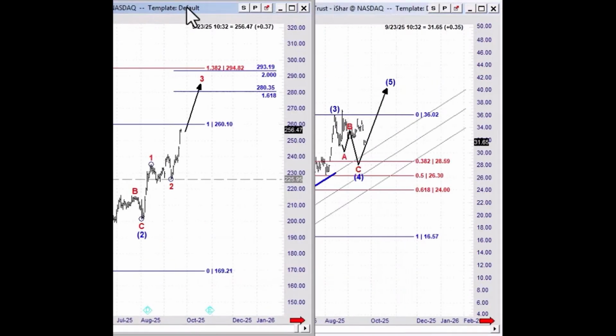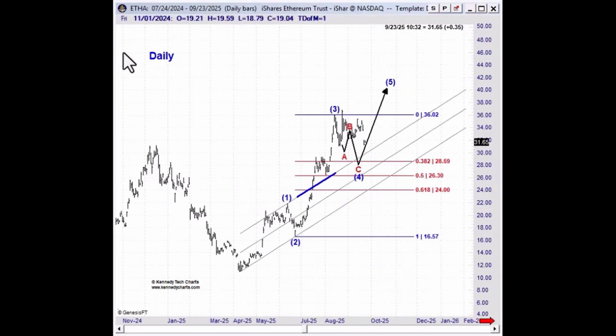Okay, now next let's move on and take a look at another issue, and this would be Ethereum iShares Trust, or iShares Ethereum Trust, ticker symbol ETHA. Okay, now the last time we talked about this would have been back in August, and it looks pretty solid. 1 up, 2 down, wave 3. So we needed an ABC. We needed a correction. We needed a corrective phase.